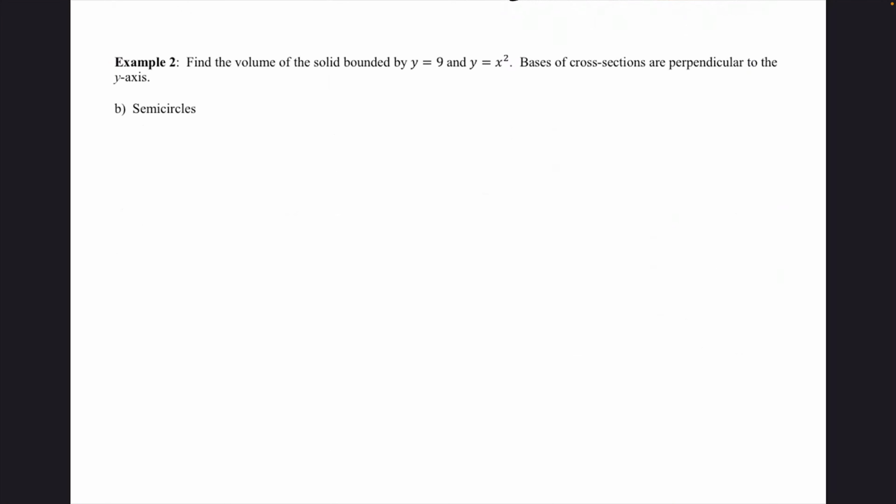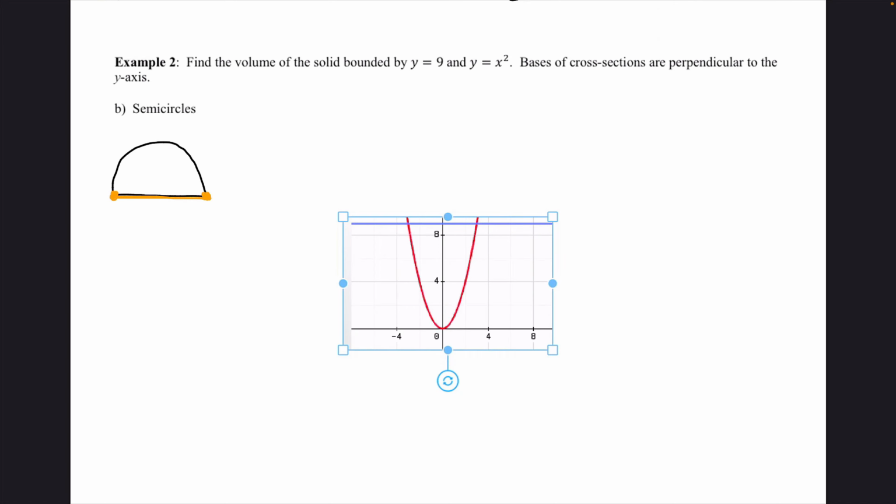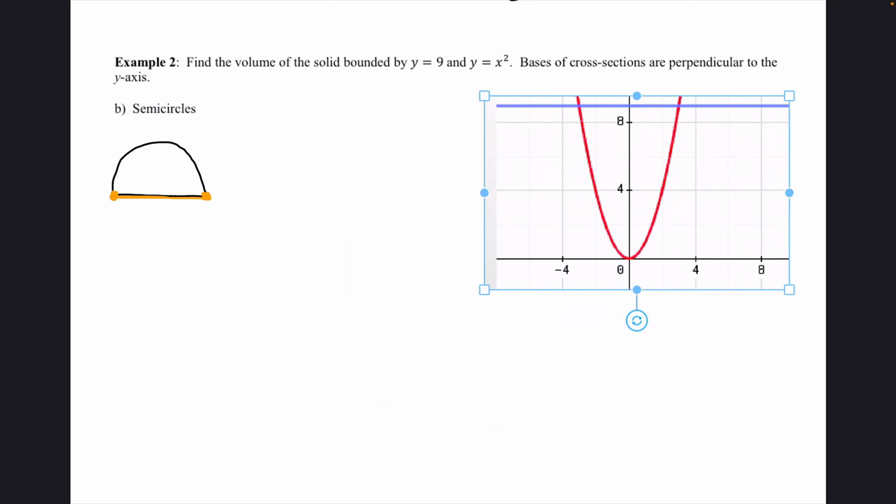So now we're going back to semicircles. It's the same graph, same 2 functions. We've done semicircles before. Shaded region is here.